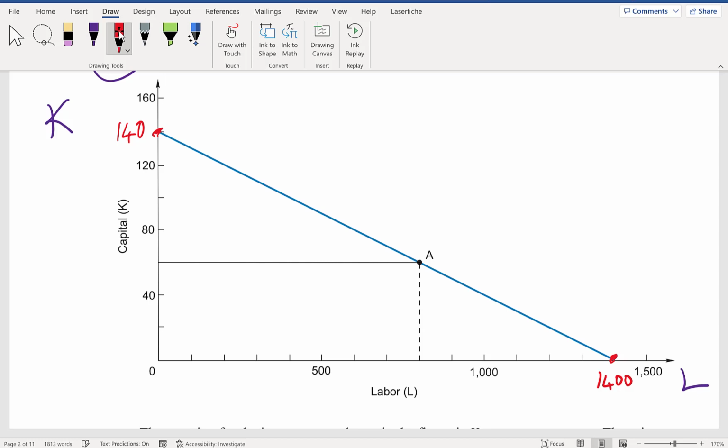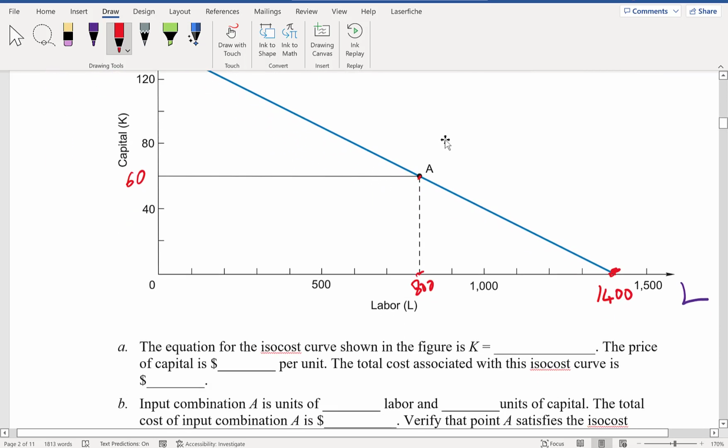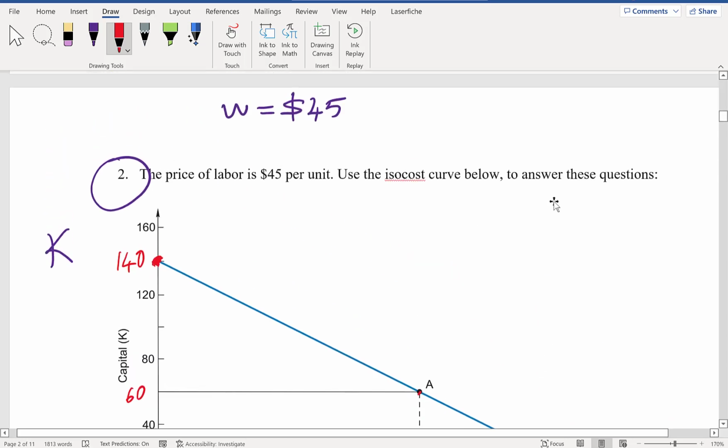Okay, so here there is a combination of 800 workers, right? And you use 60 units of capital to produce at point A, but even if you produce at this intercept, it's the same total cost. So how do we write down the Iso-Cost line formula? That's the first question: the equation for the Iso-Cost curve shown in the figure. So a couple of things. Let's get started with that.